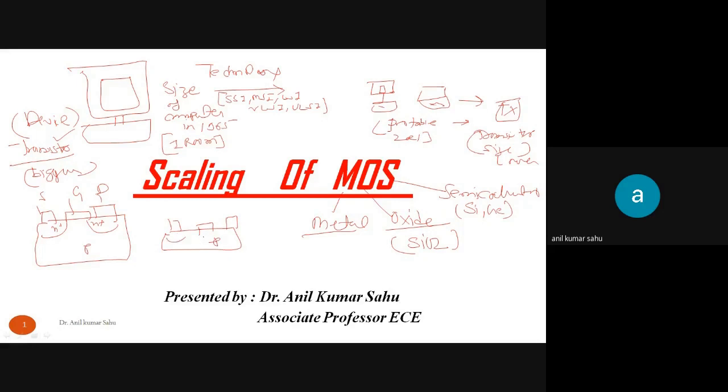So for reduction of the device, we require the concept of scaling, right? This is a metal layer, this is the drain, this is the source. We will see the exact definition of scaling ahead, but scaling is used to reduce the dimension of the device. This thing you have to remember.